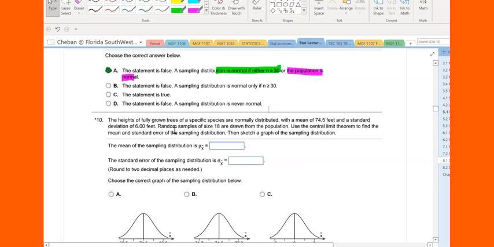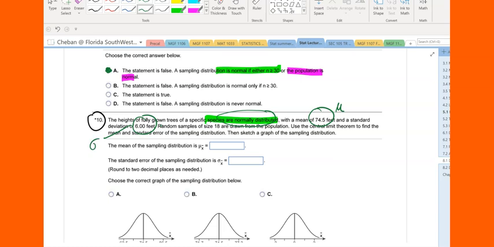Question number 10. The height of fully grown trees of a specific species is normally distributed. See, here the population is normal. That's given here. Therefore, it doesn't matter what sample size you pick, you're good here. With a mean of 74.5, this value here is mu. And the standard deviation of 6 feet, 6 is sigma here, the standard deviation of the population.